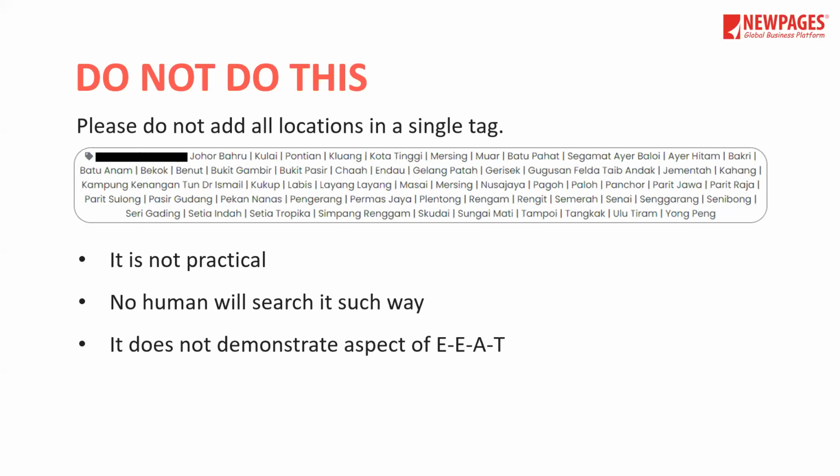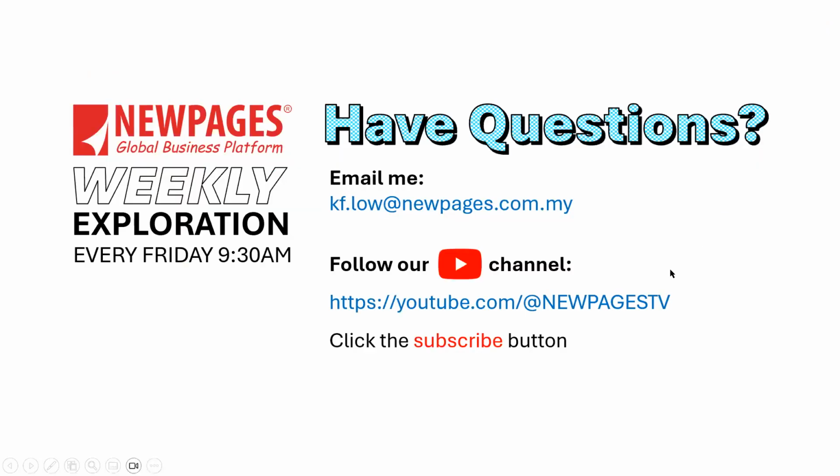Should you need to put a location, maybe you just target one location. For example, product supplier in Johor Bahru. That's it. Or then you put another one like product or service supplier in Kulai, something like that. So one location on a single tag. Don't continue to add Kulai, Pontian, Pulau, Kota Tinggi, Mersing, this kind of thing. It's not practical. So that's what I want to share with you all.